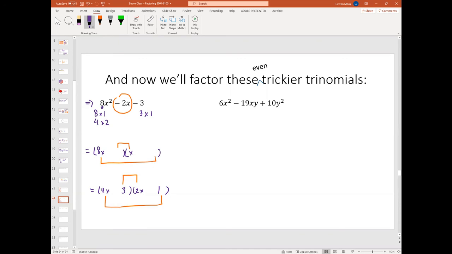Lots of things I'm paying attention to, though. I'm also paying attention to the fact that I have a negative 3. So either the 3 or the 1 will be negative. And the middle number is negative. So here I have 6x and 4x, but I want the middle number to be negative. So I'll need negative 6x and positive 4x. Positive 4x times positive 1, that would do it. Positive 2x times negative 3, that would give me negative 6x. So that's the organization you're going to need.